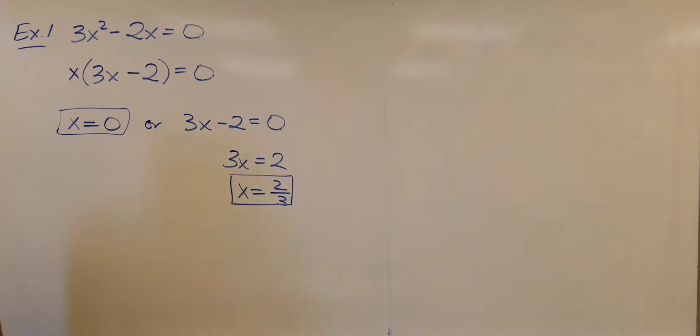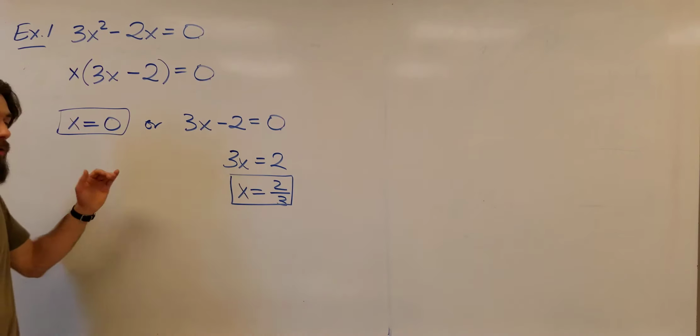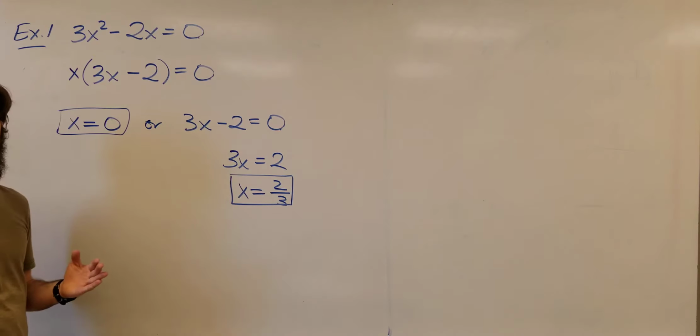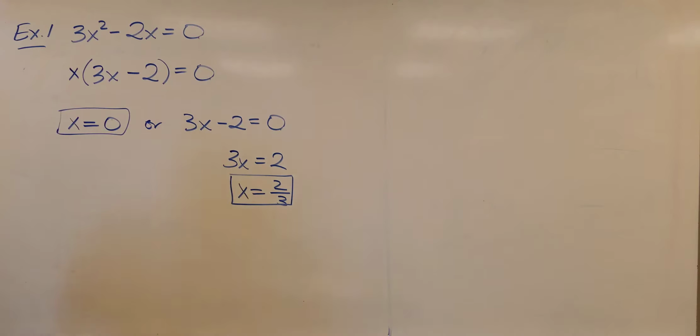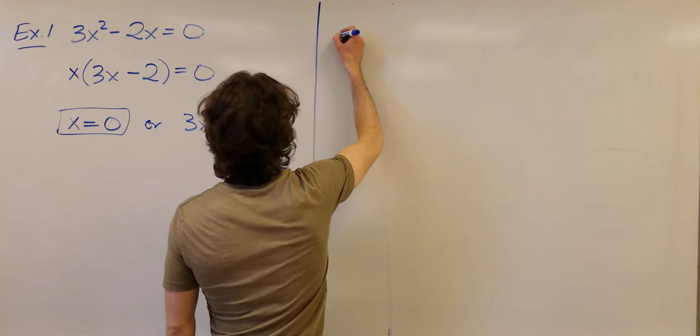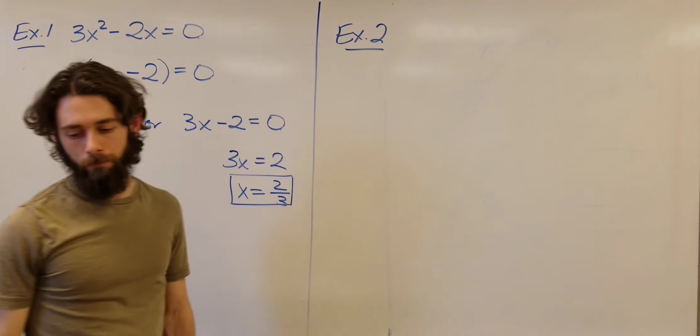Nice. All right, so that does point to a good method though. See if you can factor out a GCF first. It could be a lot easier than it looks initially. All right. Example 2.